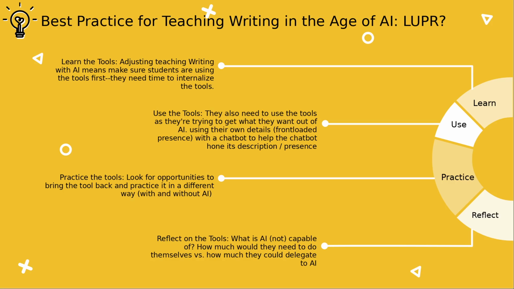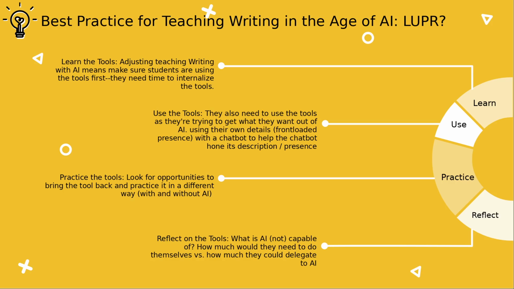And so as I was putting these slides together on this next slide, I just started thinking, well, what am I actually trying to articulate here? And so I feel like I came up with what I think is a worthwhile best practice for teaching writing in the age of AI. And I'm tentatively calling it LUPR, L-U-P-R. And it stands for learn, use, practice, and reflect.